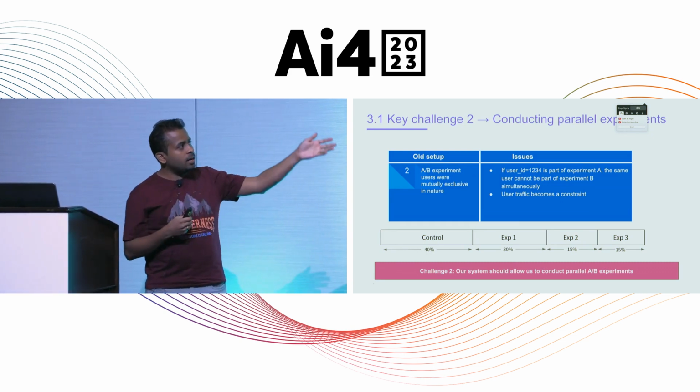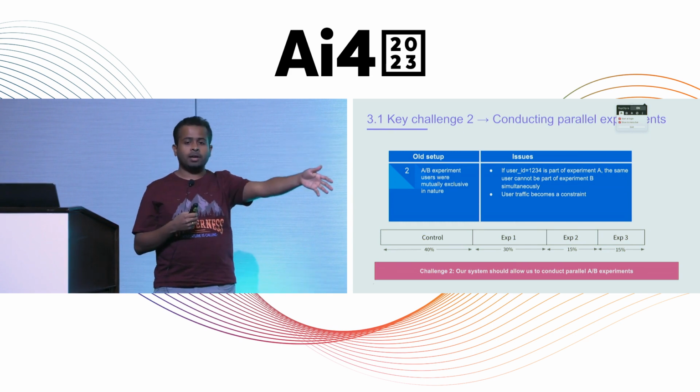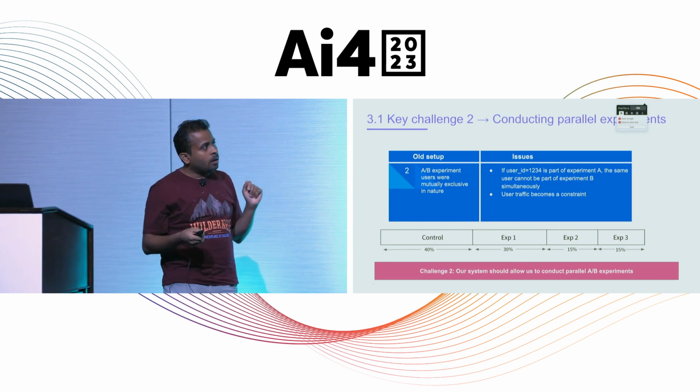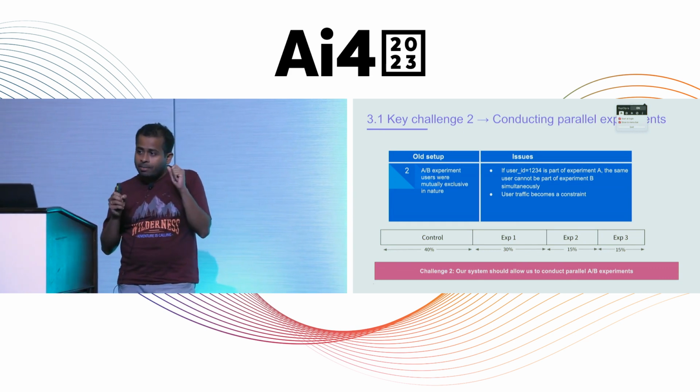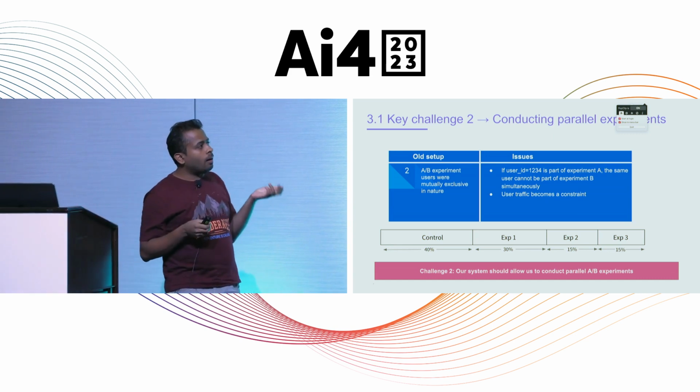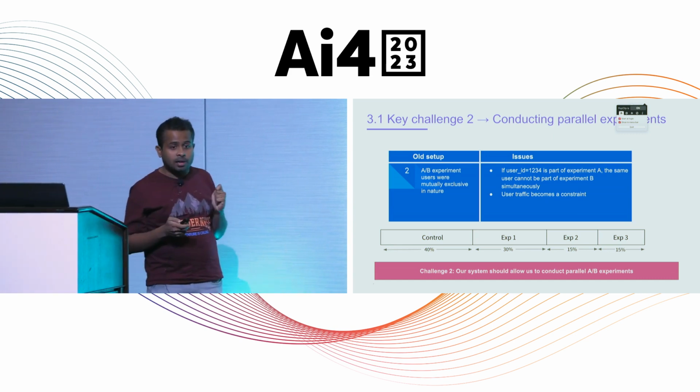So if a user ID, let's say 1, 2, 3, 4, is part of one experiment, the same user cannot be part of another experiment, right? Now, although logically it makes sense, you will quickly run out of traffic, right? User traffic becomes a constraint here, right?